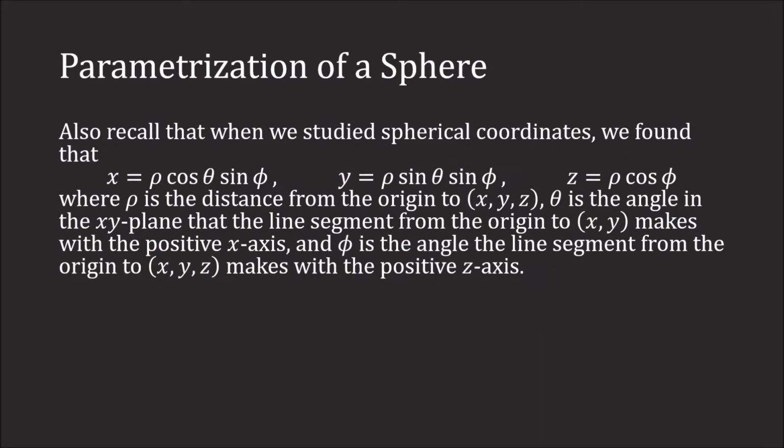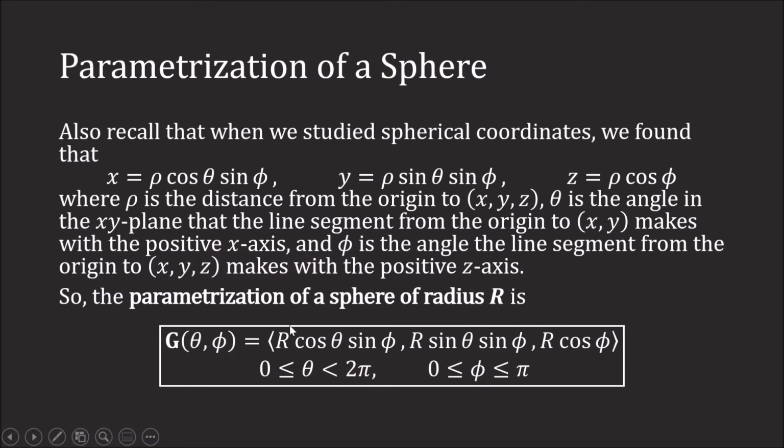Also recall that when we studied spherical coordinates, we found that x was rho cosine theta sine phi, y was rho sine theta sine phi, and z was rho cosine phi, where rho was the distance from the origin to the point, theta was the angle in the xy plane that the line segment from the origin to the point xy makes with the positive x-axis, and phi was the angle that the line segment from the origin to the point xyz makes with the positive z-axis. So the parameterization of a sphere of radius r will be given by this.